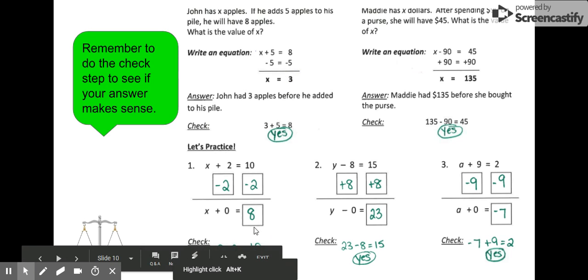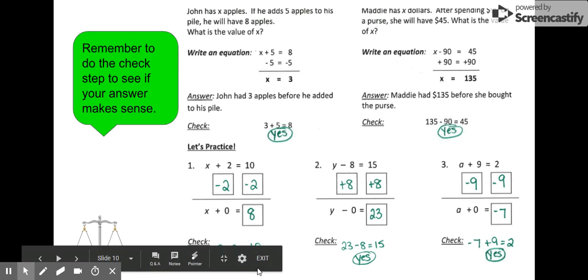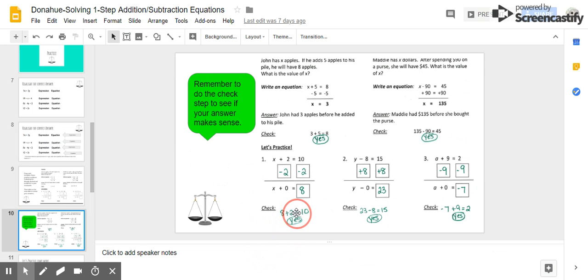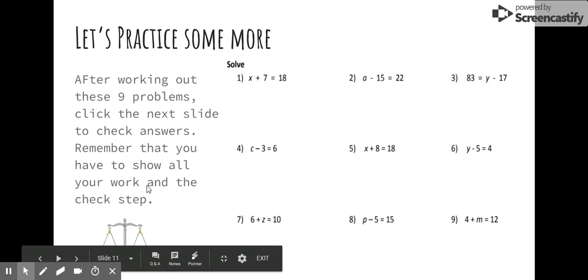Okay, so again, I subtracted 2 because I added 8 because I subtracted. And the most important thing is, let me get rid of that box there, checking my work. There's my check step. That's super, super important. Okay, again, not so much like right now, but when you're doing 2 or 3 steps, you need that.